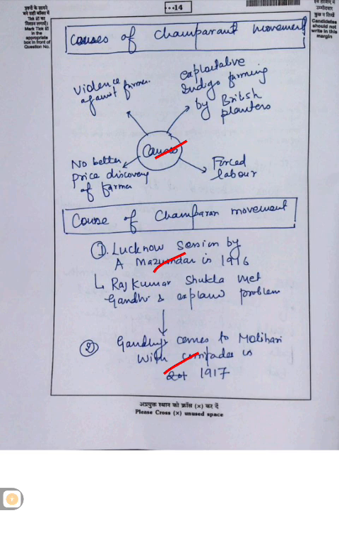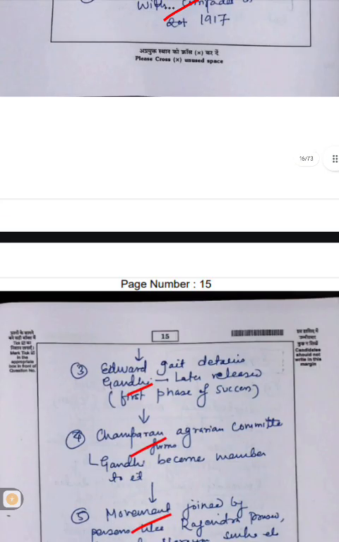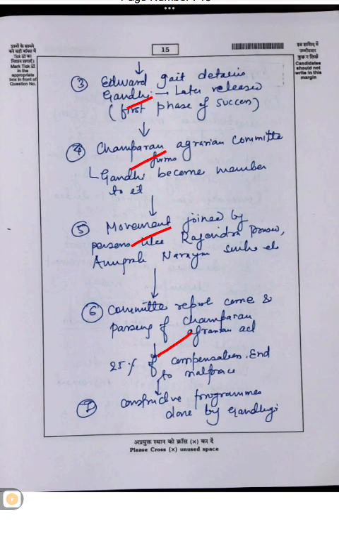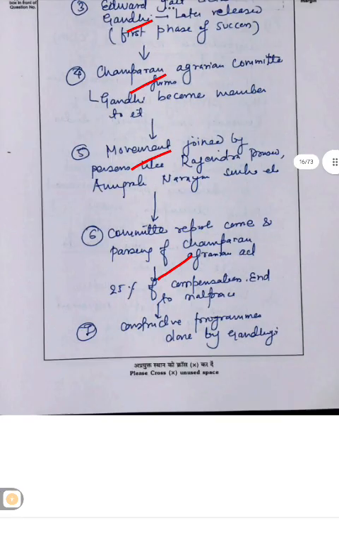Gandhi came to Motihari with comrades in 1917. The government detained Gandhi, later released. First phase of success: the Champaran Agrarian Committee was formed, and Gandhi became a member of it. The movement was joined by peasant leaders like Rajendra Prasad, Anugrah Narayan Singh, etc. The committee report came and the Champaran Agrarian Act was passed, with 25% compensation for malpractice. Constructive program was done by Gandhiji.